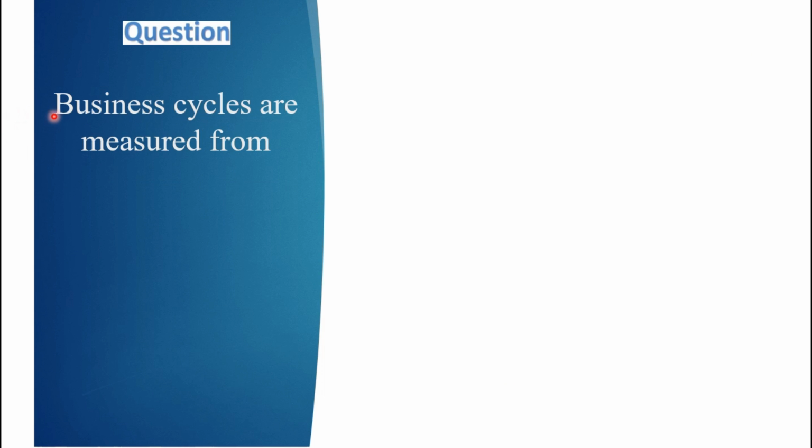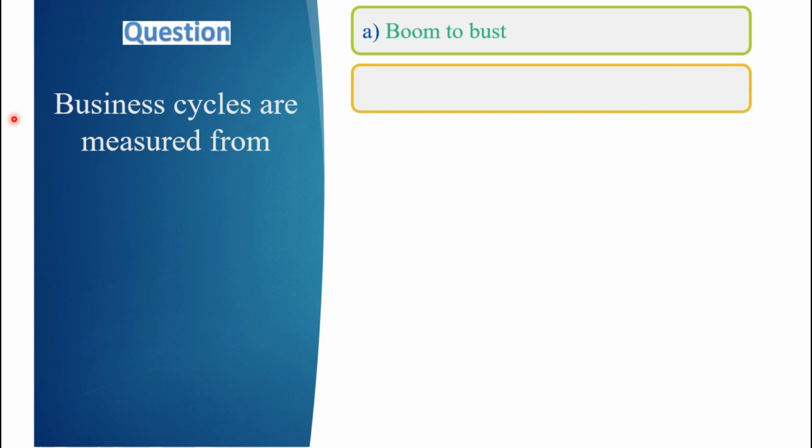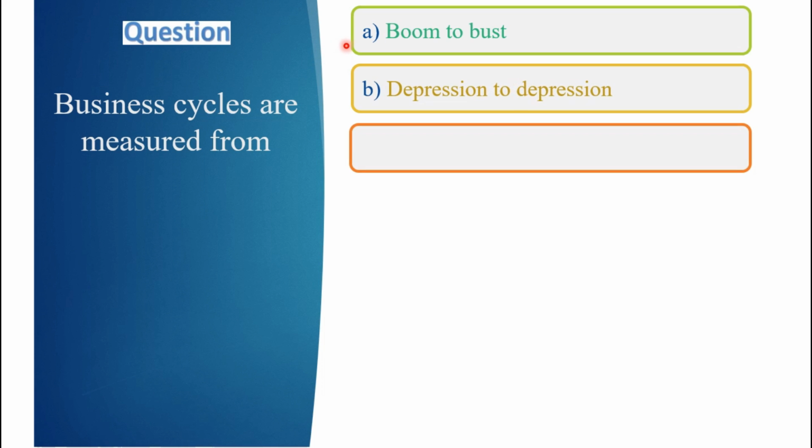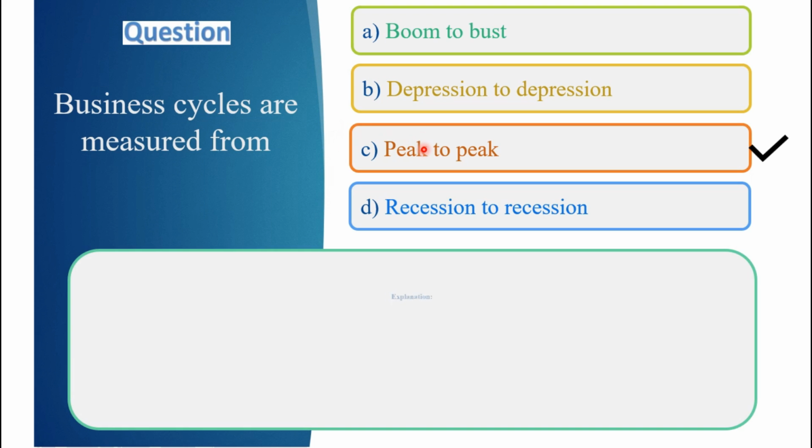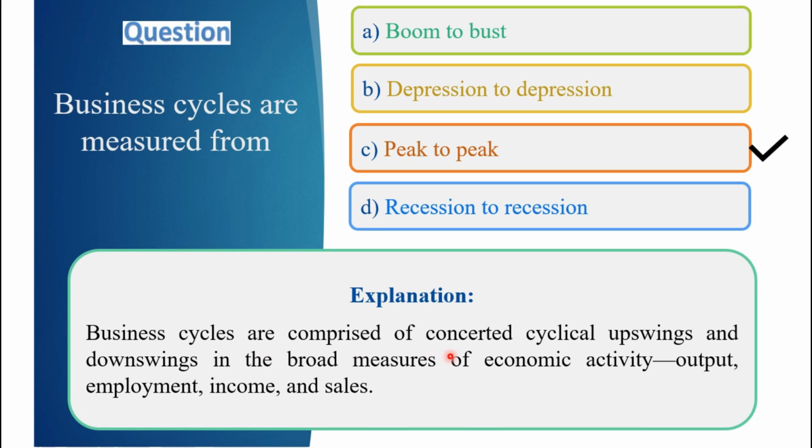And our next question is also related to the business cycle, and the question is: business cycles are measured from which of the following options? Option number 1 is boom to bust, option number 2 depression to depression, option number 3 peak to peak, and option number 4 is recession to recession. And the correct answer for this question is peak to peak. Business cycles are comprised of concerted cyclical upswings and downswings in the broad measures of economic activity, output, employment, income, and sales.